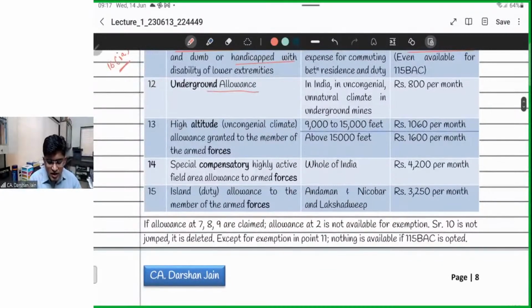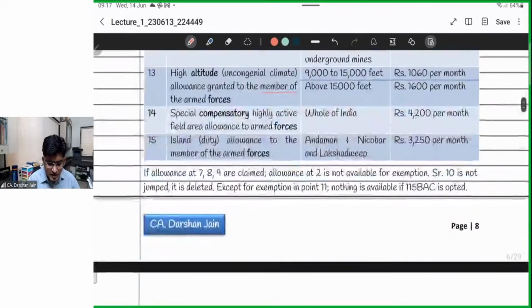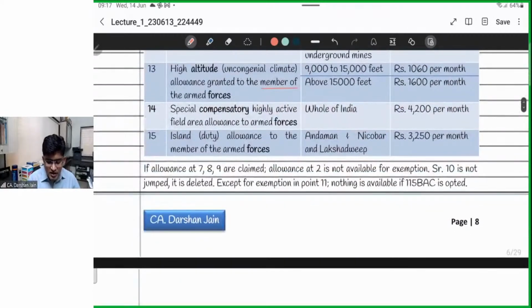Then you have got underground allowance of 800 rupees per month. People usually working in the mines, extreme weather, they would get the underground allowance. Further, high altitude allowance to members of the armed forces. Similarly, island duty allowance or special compensatory highly active field area. Some parts of the country, thanks to our lovely neighbors, are highly active. There is always some activity going on at the Pakistan border, the Chinese border. Now we've got a highly active field in Manipur as well.